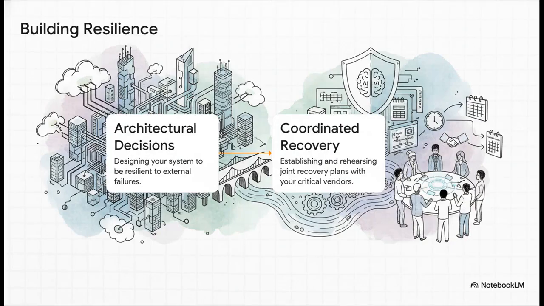So, what does this look like in the real world? First, look at your architecture. Can your system degrade gracefully if a non-critical service goes down? Could you, say, switch to a backup provider in a multi-cloud scenario? Then it's all about coordination. Have you actually run through a disaster scenario with your key vendors? These aren't just thought exercises, they're the practice drills that are going to save you when a real crisis hits.